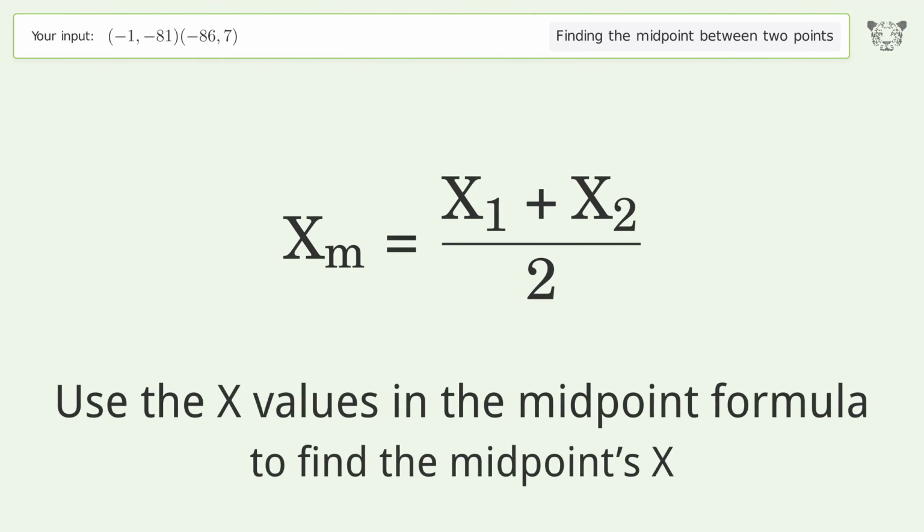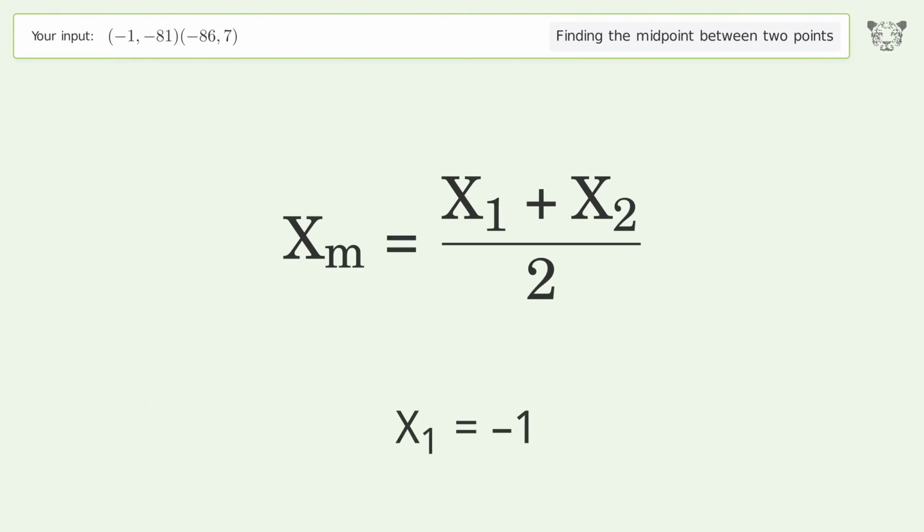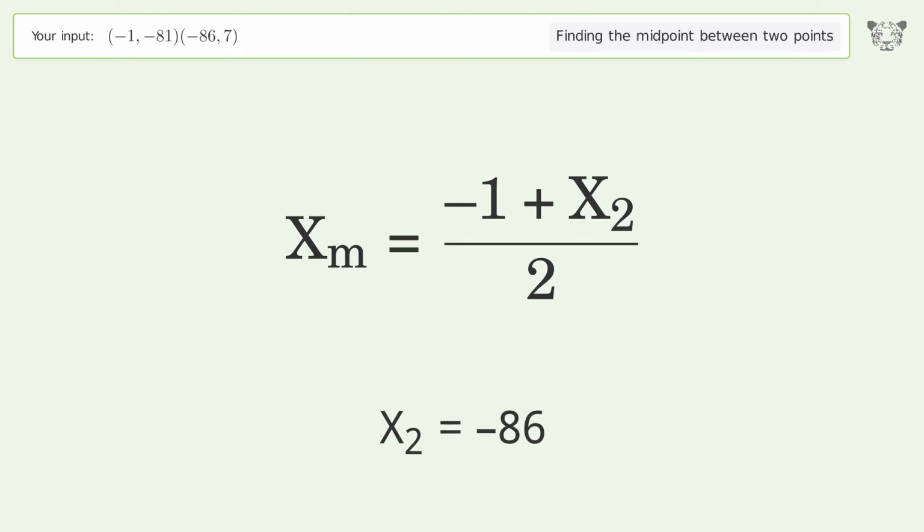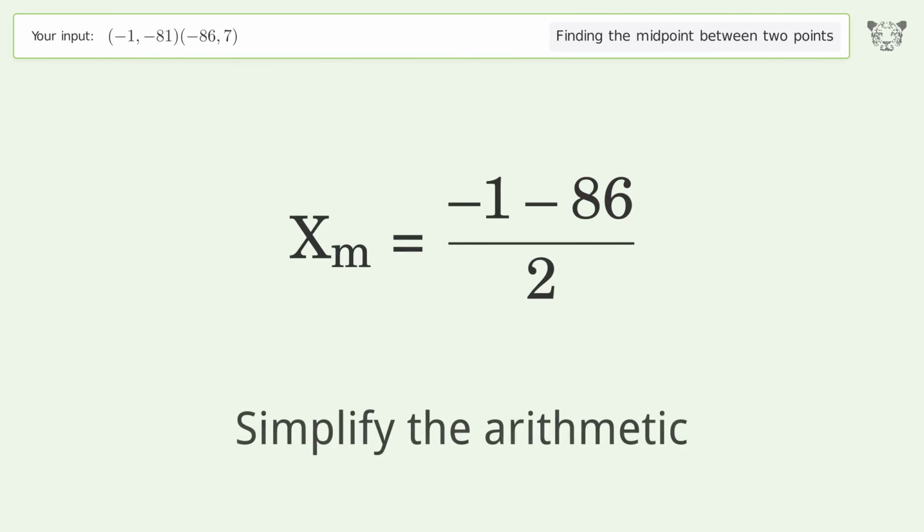Use the x values in the midpoint formula to find the midpoint's x. x1 equals -1. x2 equals -86. Simplify the arithmetic.